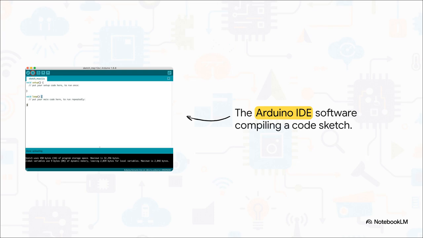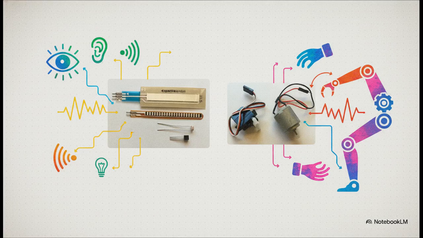But how do we give it those commands? Well, we use an integrated development environment, or an IDE. By writing programs, which we call sketches, and utilizing basic structures like setup and loop functions, we completely bridge the gap between software and hardware. We're taking this C-based logic, compiling it, and literally flashing it directly onto the microcontroller's memory to dictate exactly how it behaves.